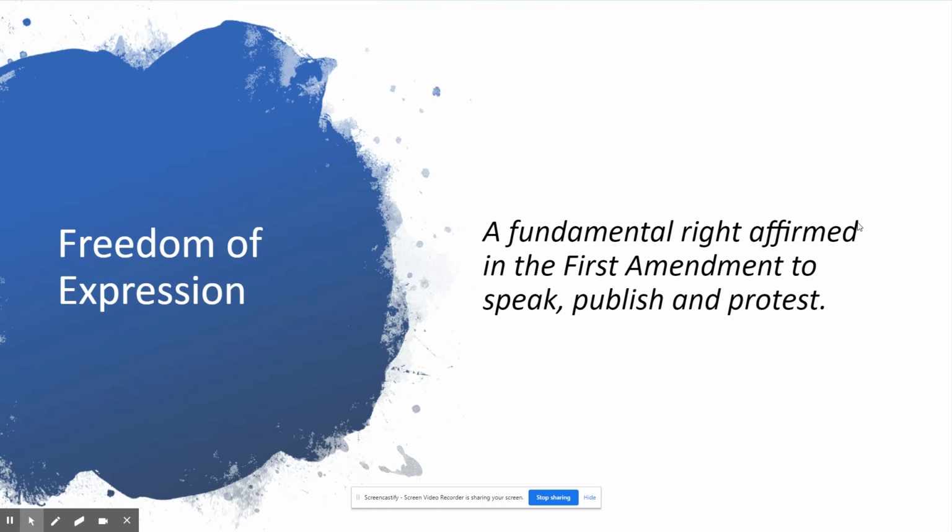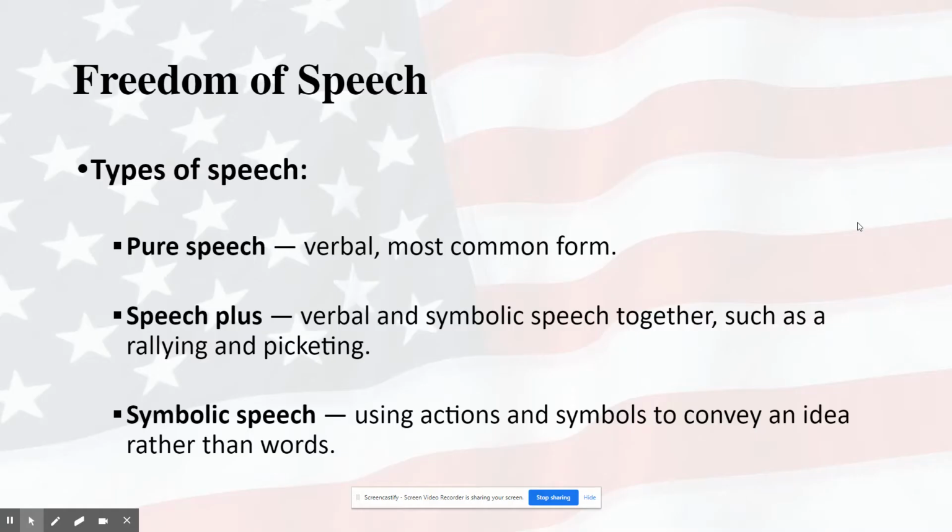All right, so moving on to freedom of expression, or freedom of speech. We're going to start talking about some of the freedom of speech cases. Freedom of expression is defined as a fundamental right that is affirmed in the First Amendment to speak, publish, and protest.